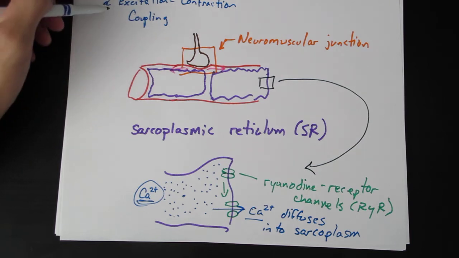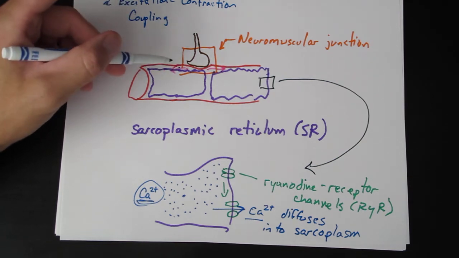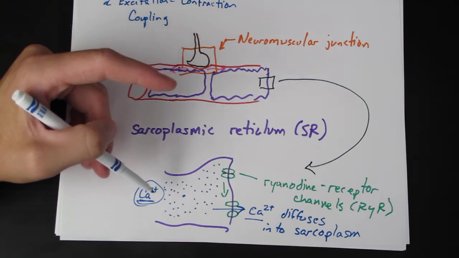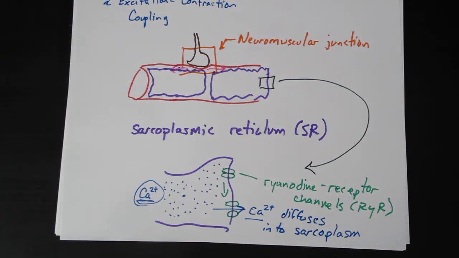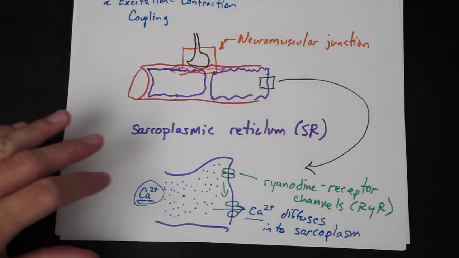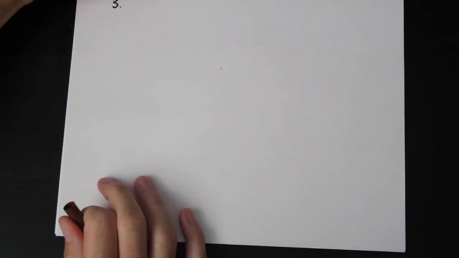Right? So this whole idea of excitation contraction coupling is really relatively simple. What we're doing is depolarizing the muscle, and that is allowing us to release calcium into the sarcoplasm of the muscle cell. So why is calcium so necessary for the muscle to contract? Well, that's going to lead us to our third phase here, which is the sliding filament theory. Okay.